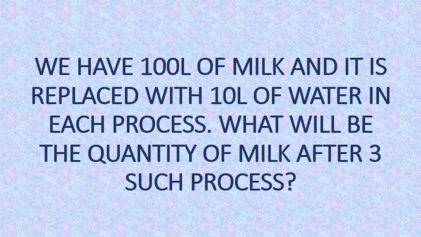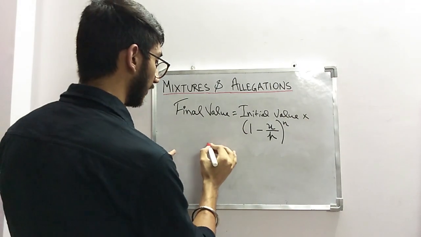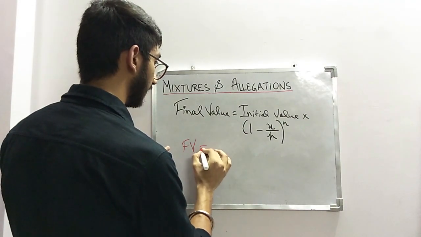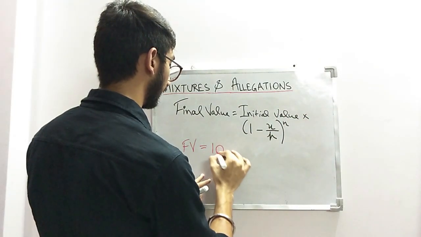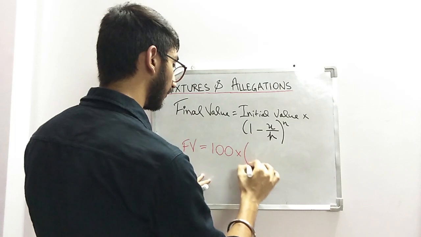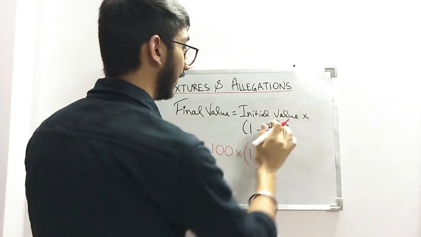So the question will be on your screen. We have 100 liters of milk, and I'm replacing it by 10 liters of water in each procedure. So what will be the quantity of milk left after 3 such procedures? So now we need to find the final value. So the final value is equal to initial value. The initial value of milk was 100 into 1 minus x. What was x?